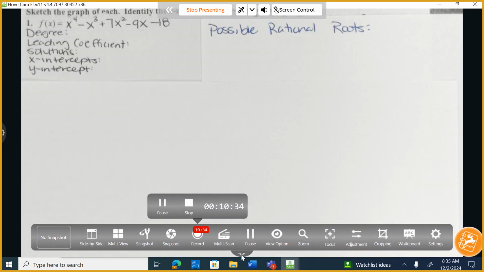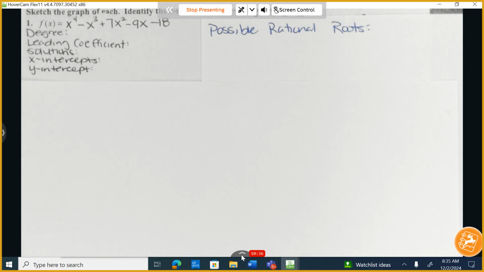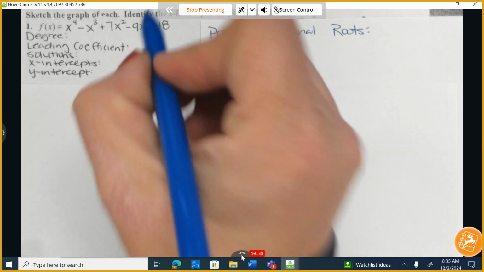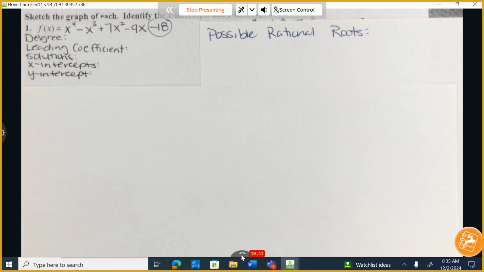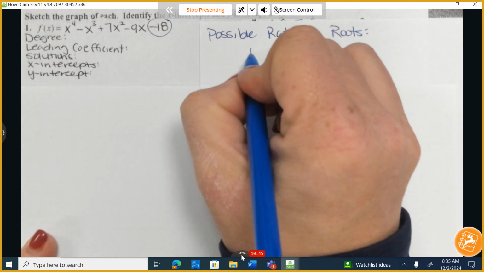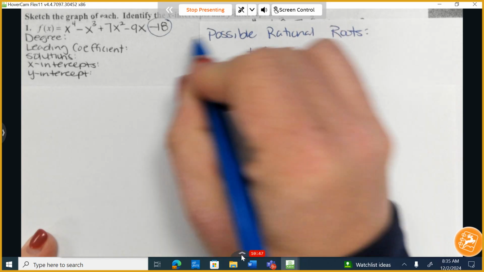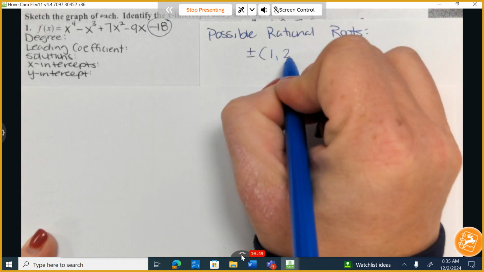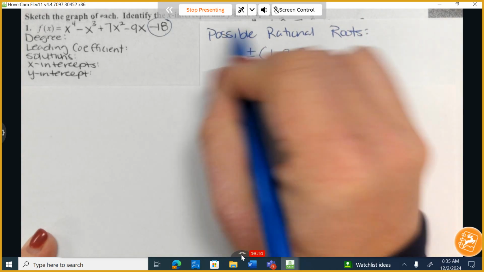So we're going to start by listing all the possible rational roots. Well, how do we do that? First of all, we're going to list all of the factors of 18. So I'm going to give you a head start. That's always going to be in the numerator. So 1 nicely divides into 18. 2 nicely divides into 18. 3 does. 4 does not.